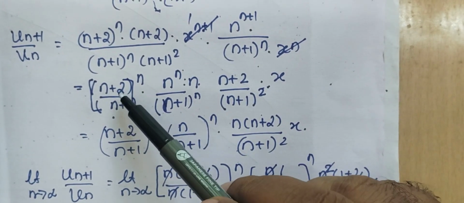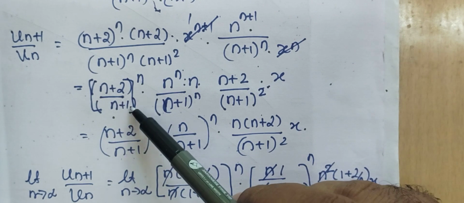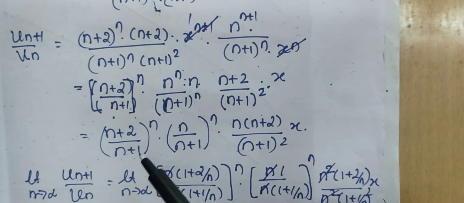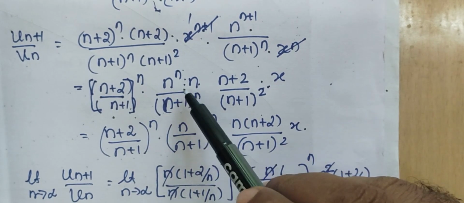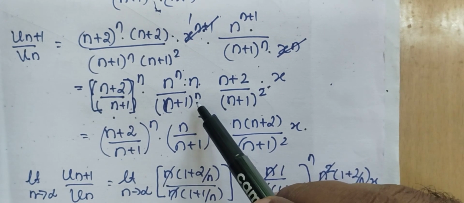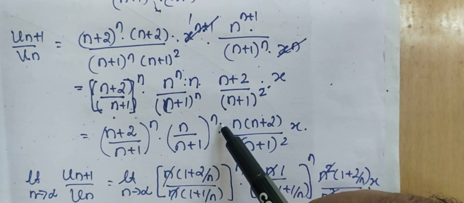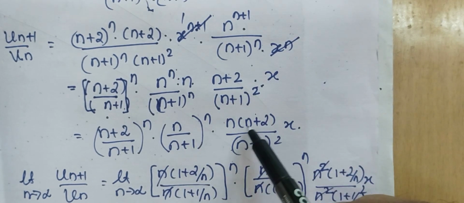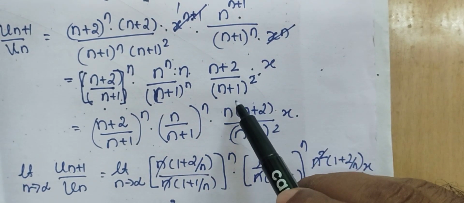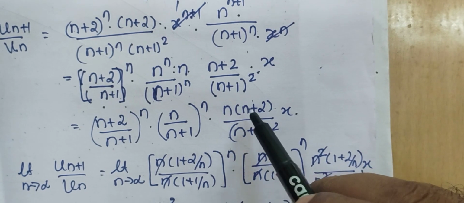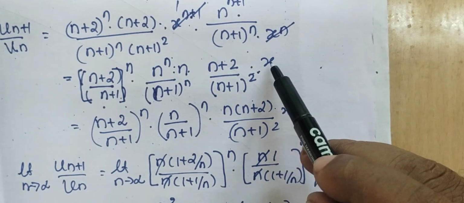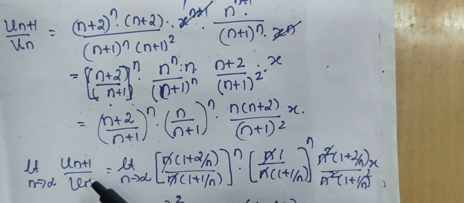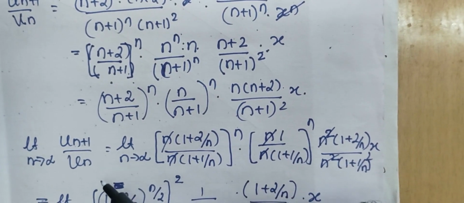Now you take this (n plus 2) by (n plus 1) as whole power n. You collect these two terms, which have the same power n, so (n by (n plus 1)) whole power n. Remaining here one n, here n plus 2, that is n into (n plus 2). The denominator contains one more term, (n plus 1) whole square. And the remaining x. Now applying the limit n tends to infinity.